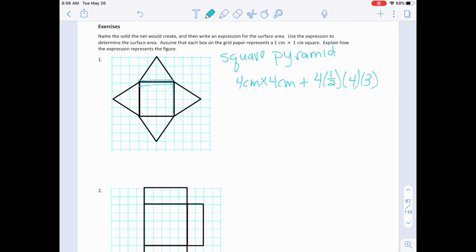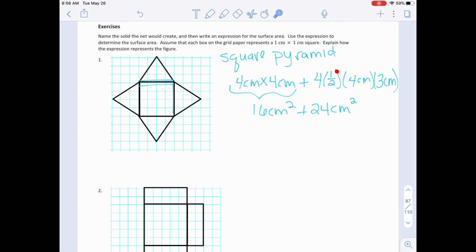So 4 times 4 is 16. Remember that was from my square. Now my triangle, I can do 4 times 1/2 is 2. 2 times 4 is 8. 8 times 3 is 24. Oh, I didn't put any of my units here, not good. So my base was 4 centimeters, my height was 3 centimeters. And I end up with centimeters squared.